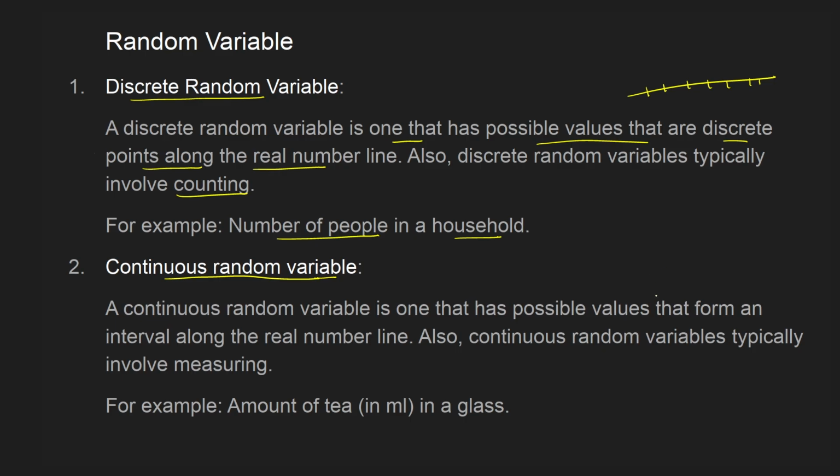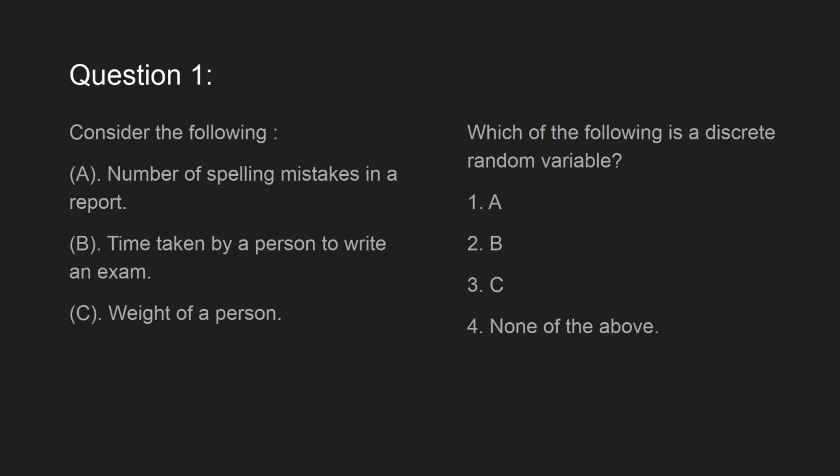A continuous random variable takes all the possible values in an interval, and it involves measuring. For example, the amount of tea in a glass, or the height or weight of a person, is measured and not counted. Okay. Now question number 1 is, consider the following.